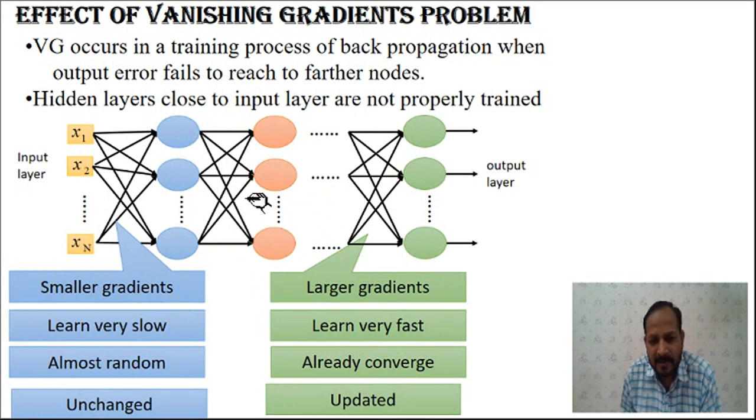This can be avoided by using the ReLU function, because the ReLU function does not saturate at all for any value of z or x, and because of that this problem does not appear in the case of the ReLU function or the leaky ReLU function. So this is something about the vanishing gradient problem.